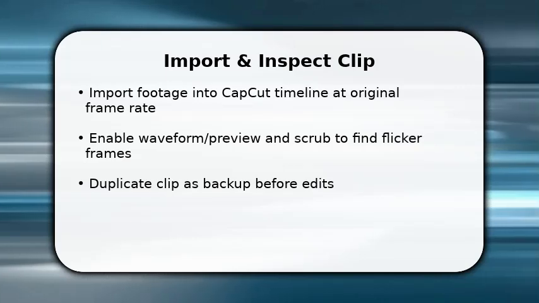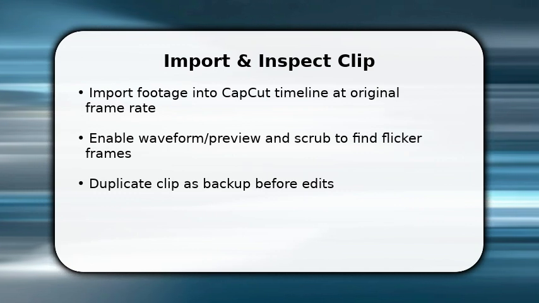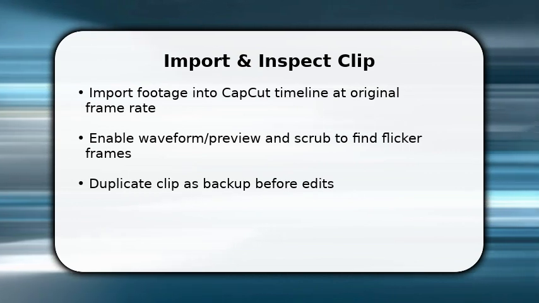You start by importing the problematic clip into Capcut and placing it on the timeline. This preserves original settings. Once done, scrub slowly and use the preview to identify where flicker appears and whether it's periodic or random. Make sure to duplicate the clip track so you can revert if needed.